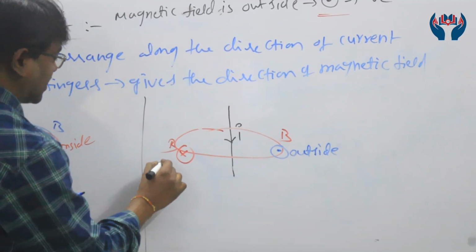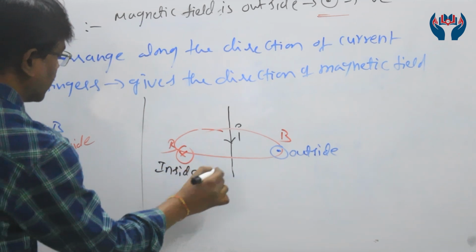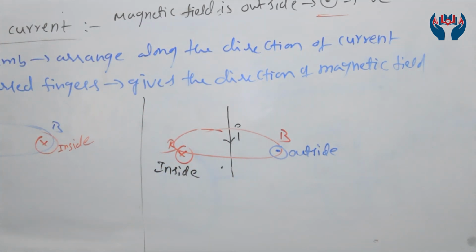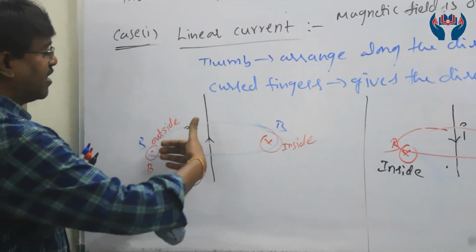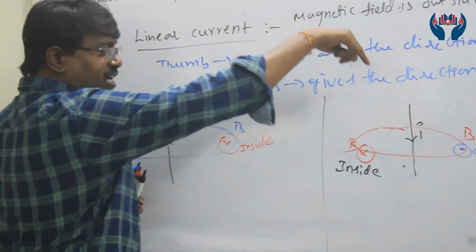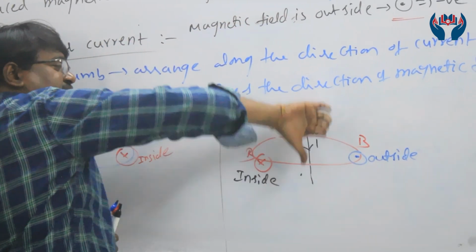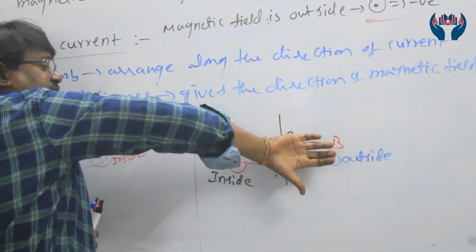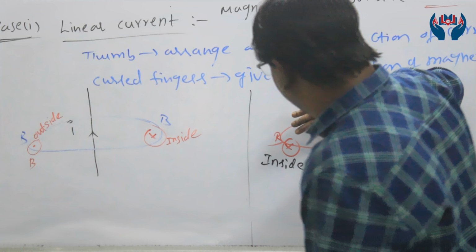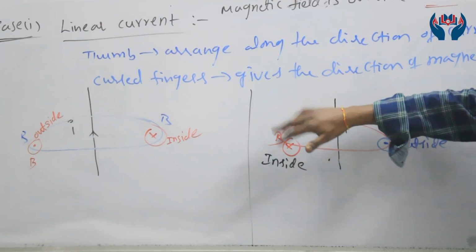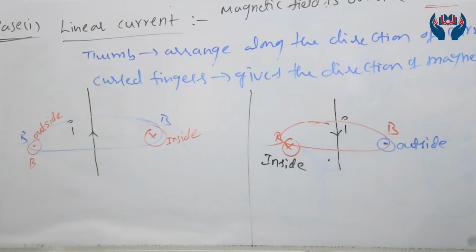Into means inside. So if the current is in the upward direction, what is the direction of the magnetic field in this plane? Inside. In this plane, outside. If the current is in the downward direction, what is the direction of the magnetic field in this plane? Outside, since curled fingers are outside. And in this plane, inside. So this is the case of linear currents.